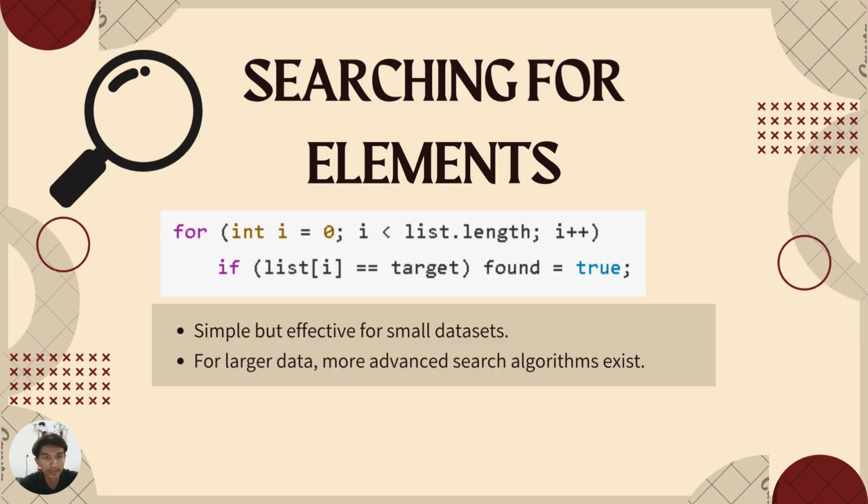Searching for elements. For (int i = 0; i < list.length; i++) if (list[i] == target) found = true; First, simple but effective for small data sets, and for longer data, more advanced search algorithms exist.